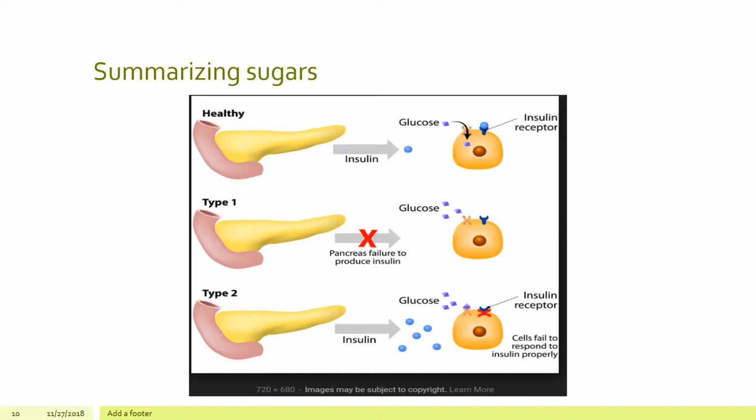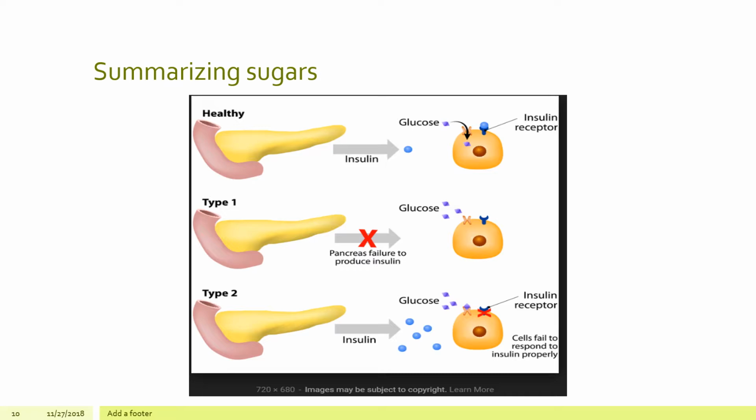In type 2, we have ineffective production of insulin, and it can be a combination, and we have a thickening on the outside of that muscle cell, or what we call insulin resistance. And so it takes a lot more insulin to get through that muscle cell.